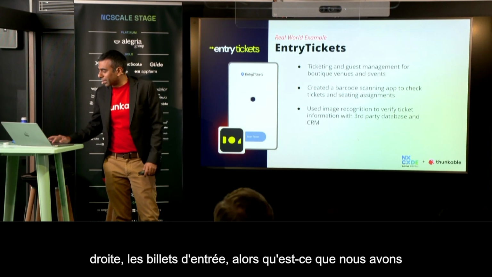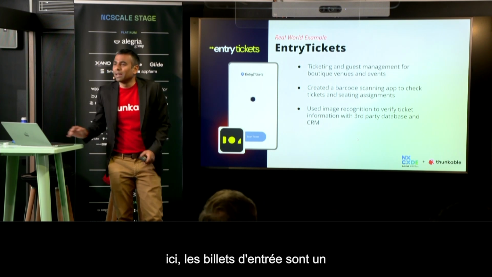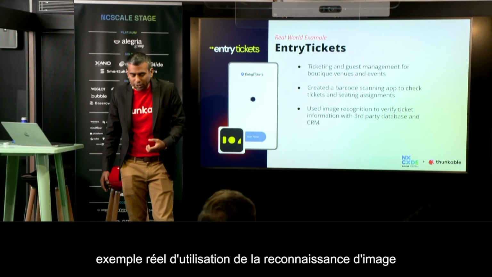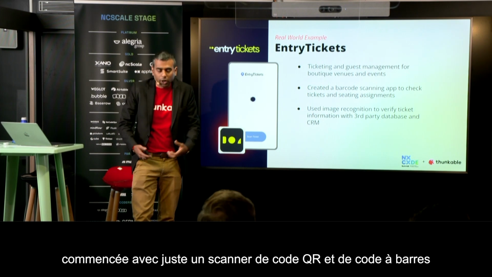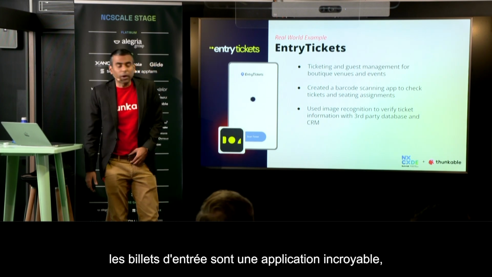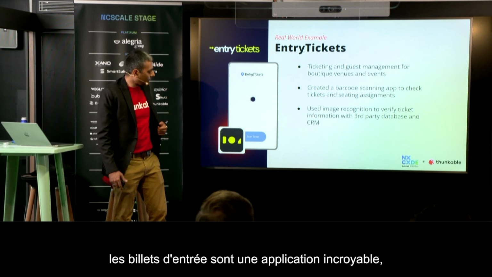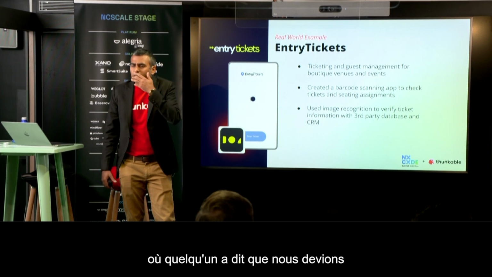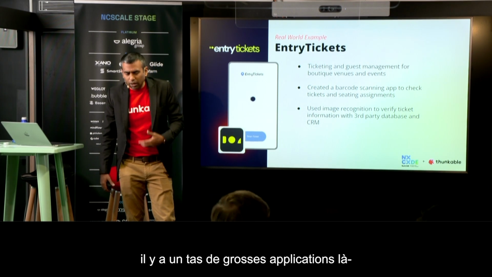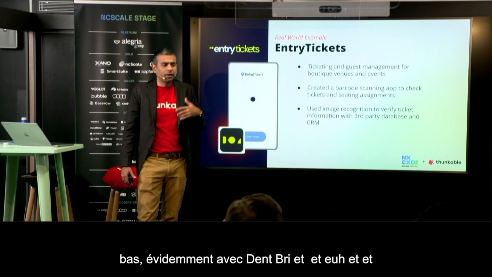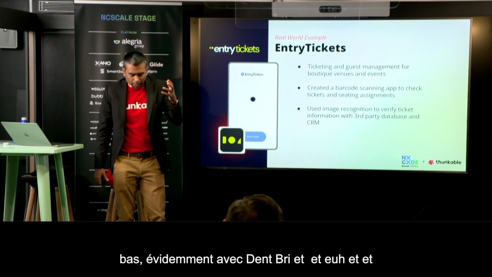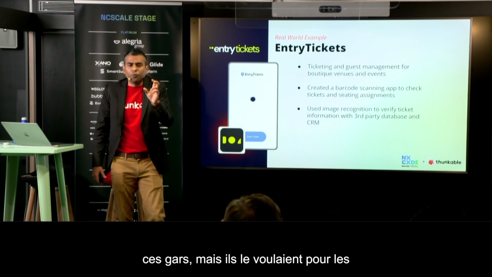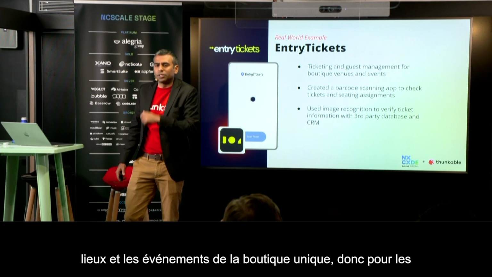All right, entry tickets. So what do we got here? Entry tickets is a real-world example of using image recognition. Started with just a QR and barcode scanner and turned into so much more. So entry tickets is an amazing app. It was a local app in Europe where someone said, hey, we need to do ticketing and guest management better. There's a bunch of big apps out there, obviously with Eventbrite and Ticketmaster and all these guys, but they wanted it for unique boutique venues and events.